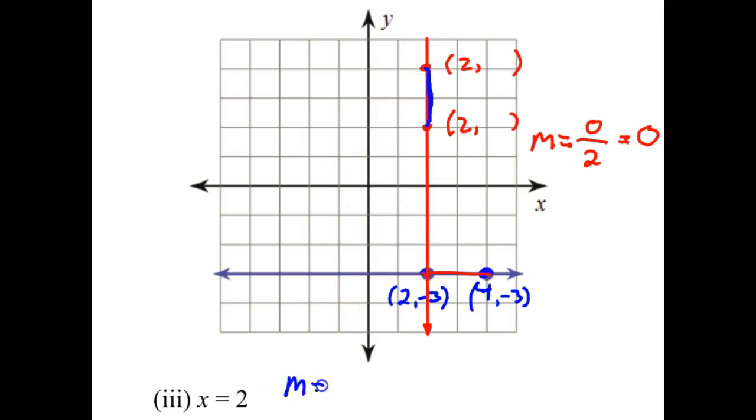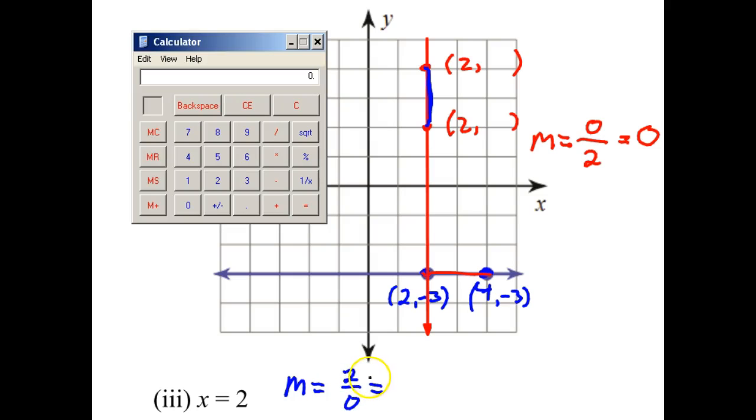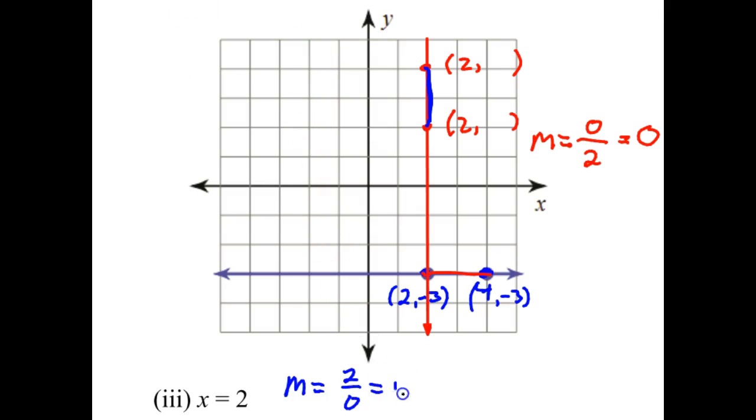So if you try that, it'd be 2 over 0, and if you had a calculator and tried to do that, it'd say 2 divided by 0, and it'd say you can't divide by 0. So that's why we write undefined. It's impossible to divide by 0 in mathematics. That's an undefined slope. The equation is x equals 2. So undefined slope doesn't mean there's no equation. It just means that the run is equal to 0, and we can't divide by 0.